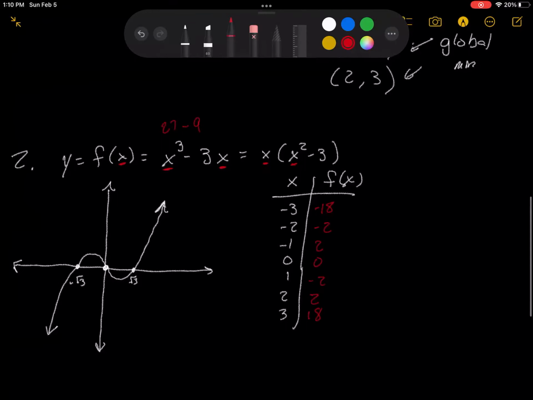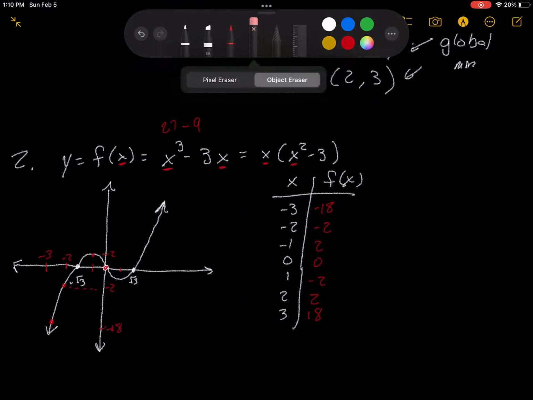All right. So -3 over here gets mapped down to -18. -2 gets mapped down to -2. -1 gets mapped up to +2. 0 gets mapped to 0. 1 gets mapped down to -2.